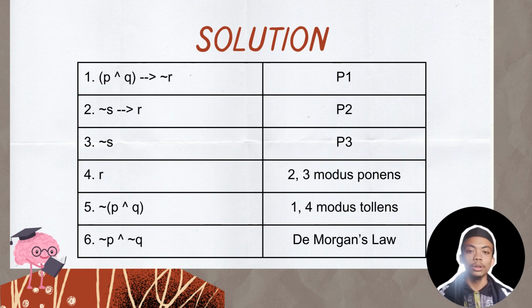For the argument, first, P and Q implies neg R is premise 1, neg S implies R is premise 2, neg S is premise 3, 4 is R from 2 and 3 by modus ponens, 5 is neg (P and Q) from 1 and 4 by modus tollens, 6 is neg P or neg Q using De Morgan's law.